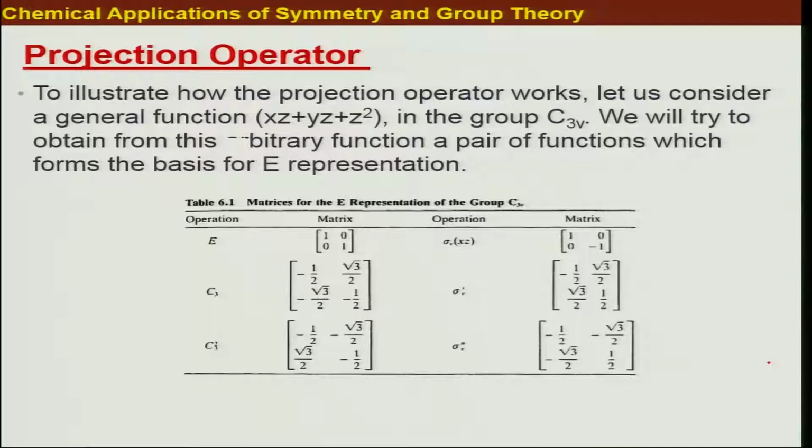We would like to find two functions which we would like to take out from this arbitrary function xz plus yz plus z square, and those two functions will act as the basis for the representation E. Now, here we have the matrix representation of all the symmetry operations that the C3V point group has. This one we have already dealt with earlier, so it must be familiar to you.